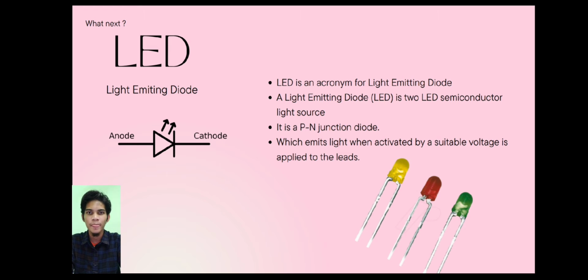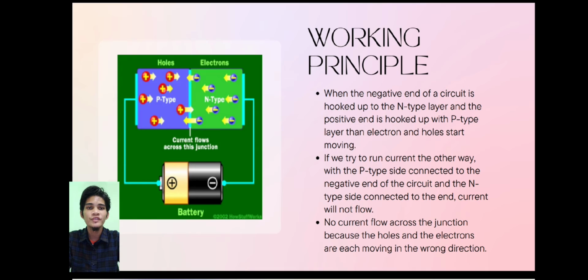Next is LED. LED is an acronym for light emitting diode. A light emitting diode is a two-lead semiconductor light source. It is a p-n junction diode which emits light when a suitable voltage is applied to the leads. Working principle: when the negative end of a circuit is hooked up to the N-type layer and the positive end is hooked up with a P-type layer, then electrons and holes start moving.